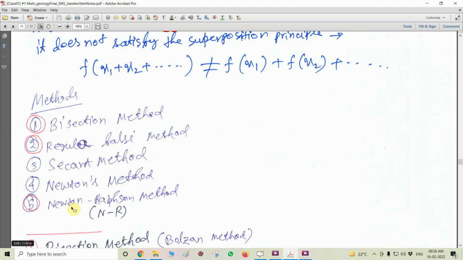So write this down first. But for today's class we will only be discussing the bisection method. What do I mean by the bisection method, and how can you find a root using it, will be discussed. Write this down up to the Newton-Raphson method, then let me know.